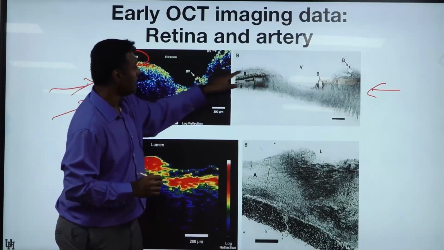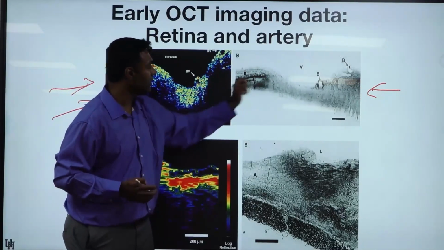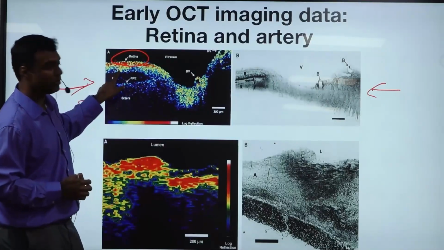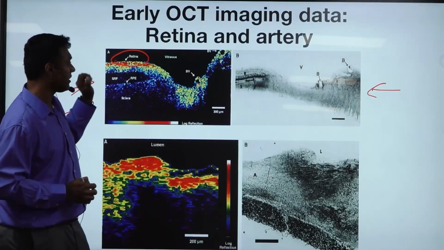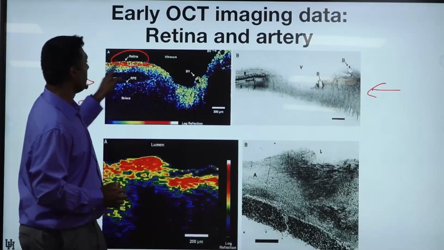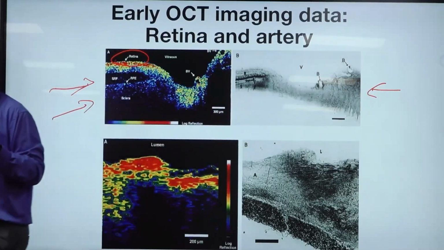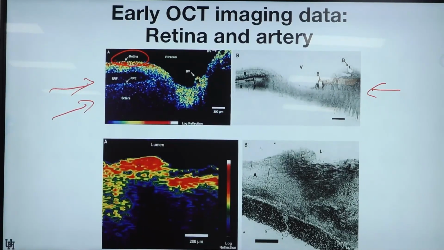So you can see if you actually cut, it looks like this. If you do OCT before cutting, it looks like this. So there is a good match between all the different layers and regions, and therefore it's reliable data.